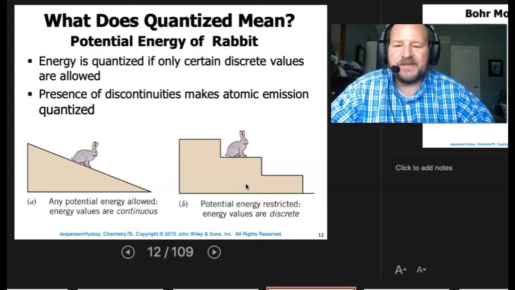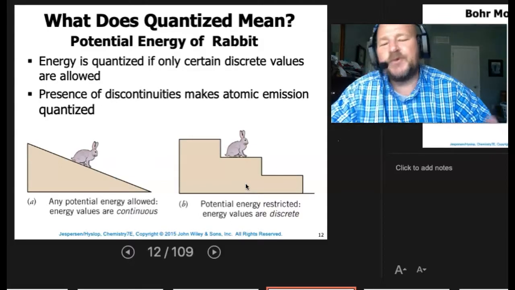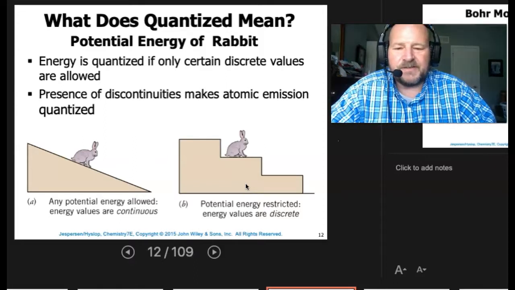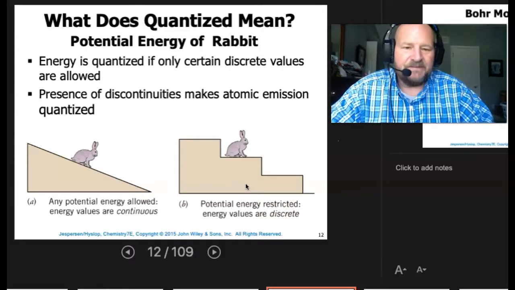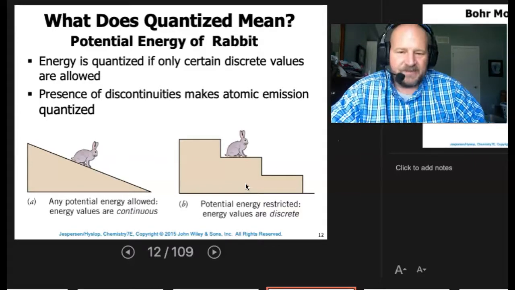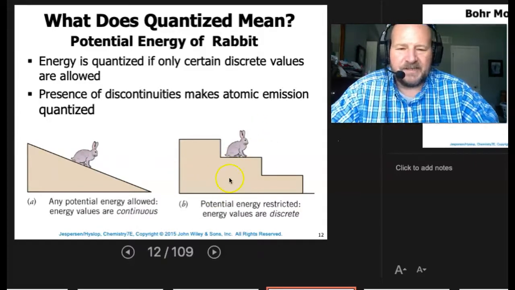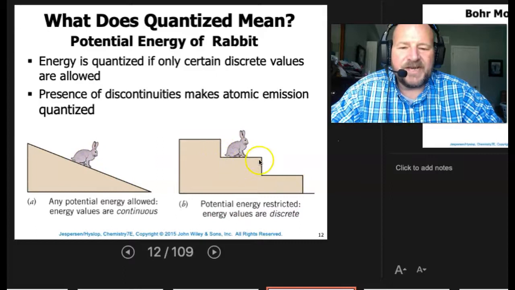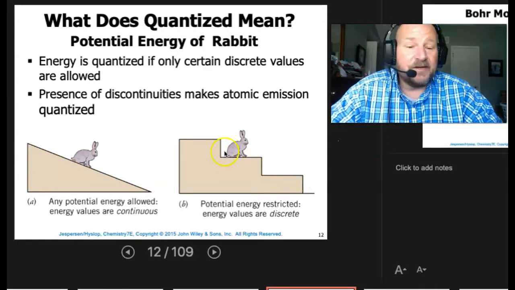Okay, so the presence of discontinuities makes atomic emission quantized. So in other words, it's got to go by a discrete value, one step, then the next step. Now, the other thing I'll point out is I say it's like stair steps, but if you know anything about stairs, this distance right here always has to be the same, like in the stairs for our house. Here it does not.